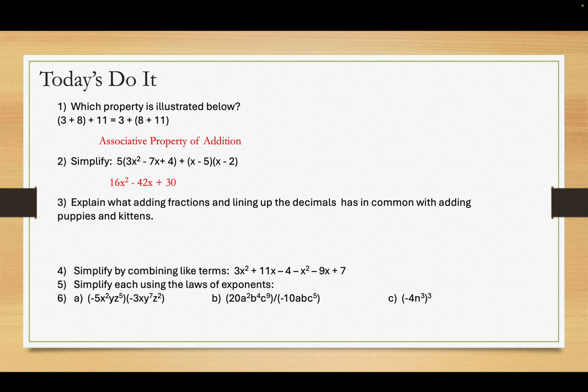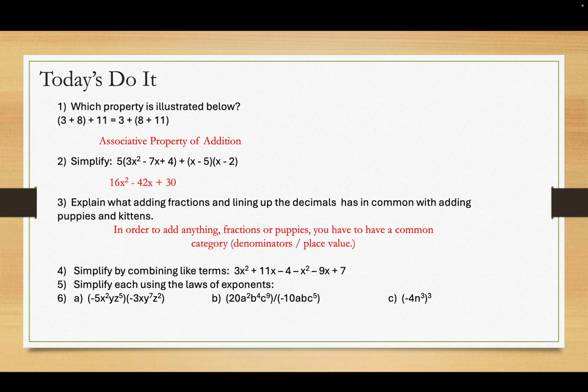The answer would be 16x squared minus 42x plus 30. Number 3, explain what adding fractions and lining up decimals has to do, or has in common, with adding puppy dogs and kittens. In this case, in order to add anything, fractions or puppies or whatever, you have to find a common category, or denominators or place values of those common categories in arithmetic with fractions and decimals respectively.